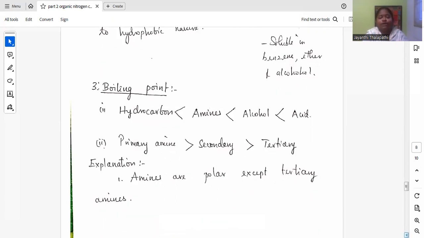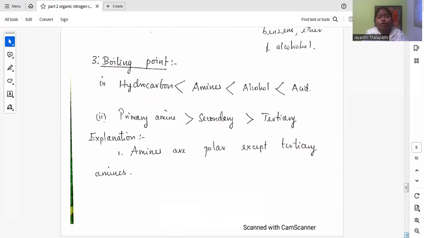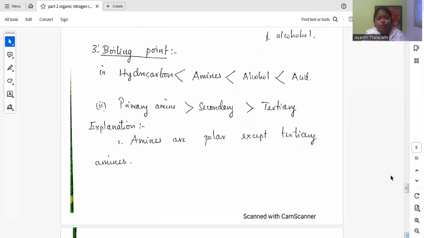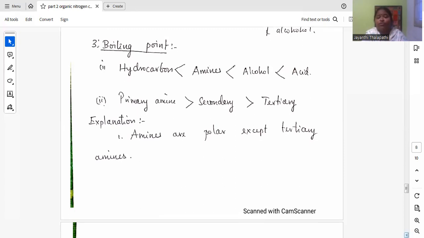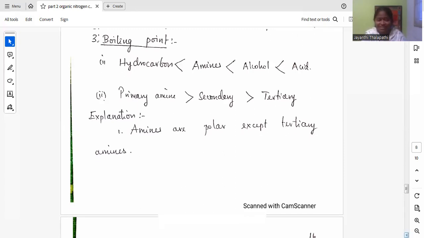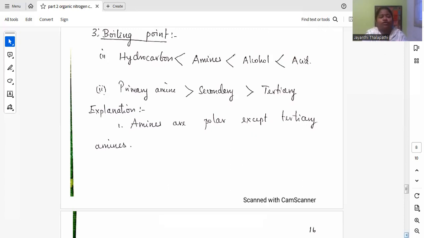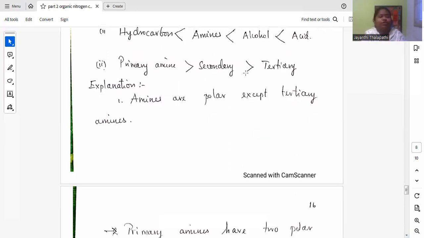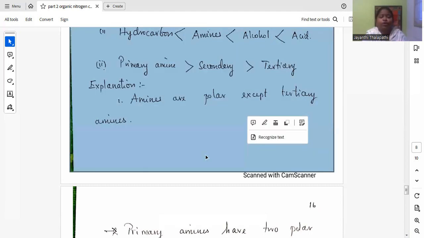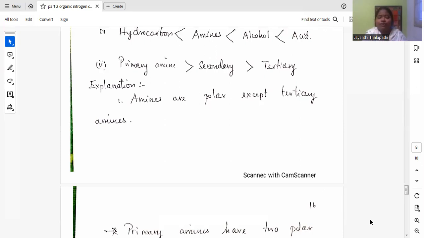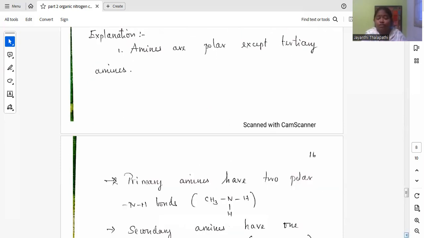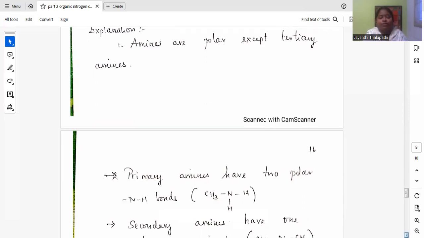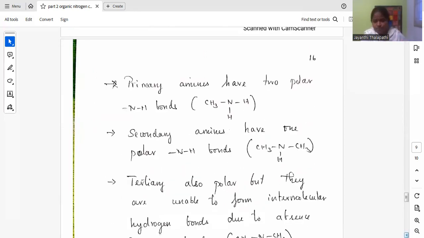Boiling point. Hydrocarbons have a lower boiling point when compared to amines, but amines have lower boiling points than alcohols and acids. The reason is that hydrogen bonding with oxygen, which is more electronegative than nitrogen, is stronger. Among primary, secondary and tertiary amines, primary amines have the highest boiling point. Amines are polar except tertiary amines, and I have given a few examples for that.